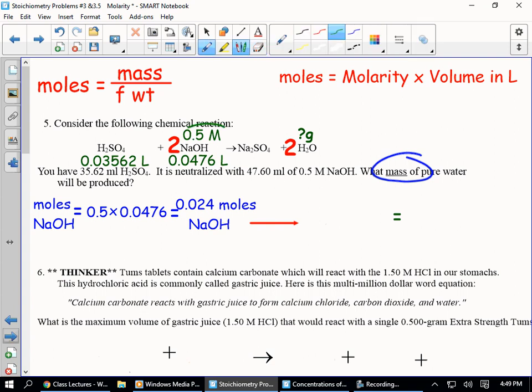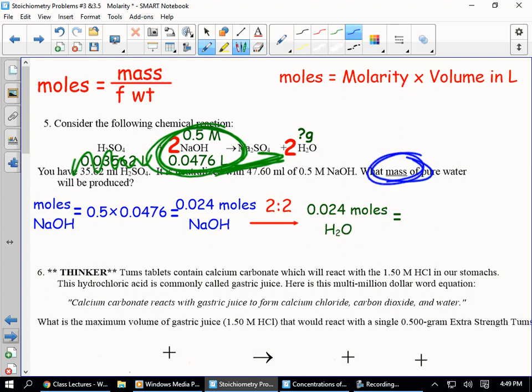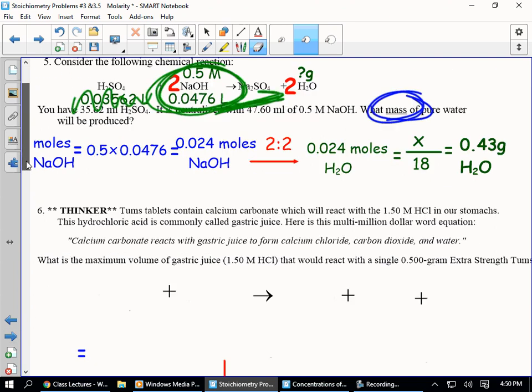Now, I have my NaOH, and I'm going to go here. We can completely ignore this right now because it's not important to us. We are going to go from here to here. That is a 2 to 2 or a 1 to 1 ratio, so we're going to leave it the same. So 0.024 moles of H2O, and it wants to know mass. So now we're going to use moles equal to mass over formula weight. X over 18 gives you 0.43 grams of H2O.